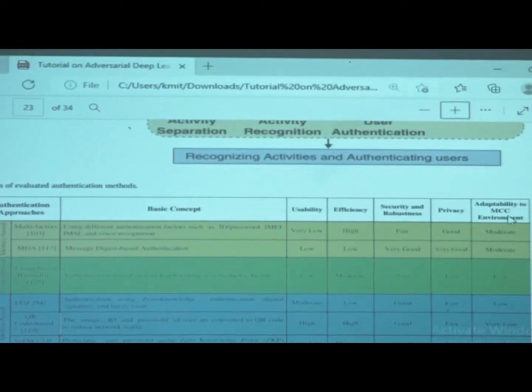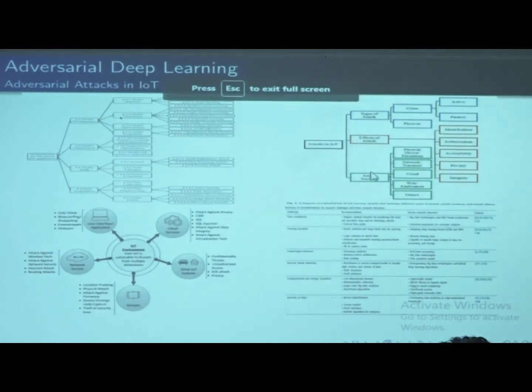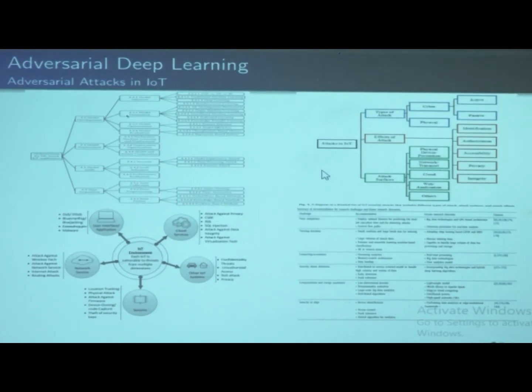Okay, the next slide. Okay, so this is on IoT. So Paresh already talked of this, I'll skip this. Next one.